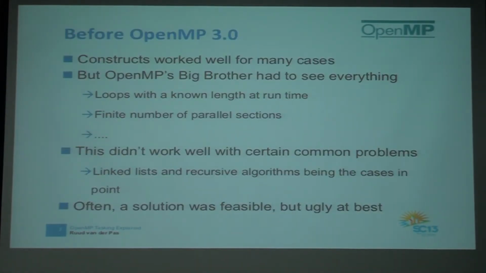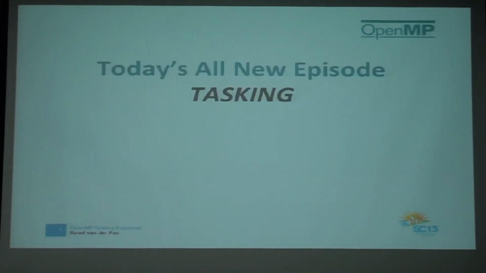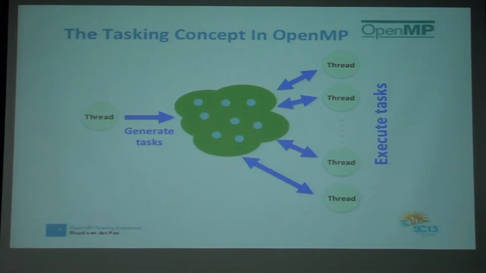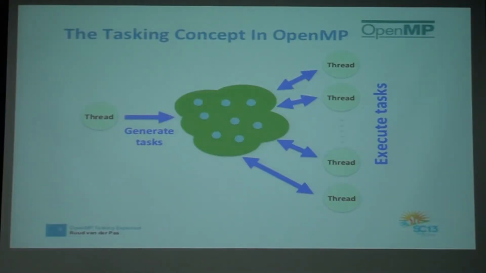Since you know OpenMP, it's easier to understand tasking here. This is the general idea, a picture. A thread can generate a whole bunch of tasks. They lie in some queue structure, and other threads, maybe even the thread that generates the tasks, can pick up one of those tasks and execute it.